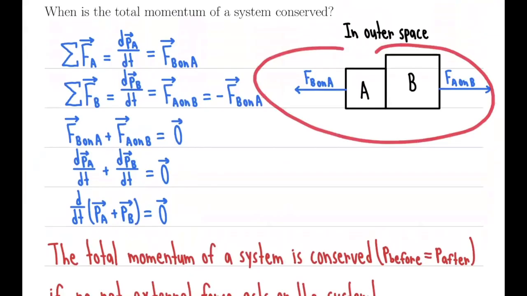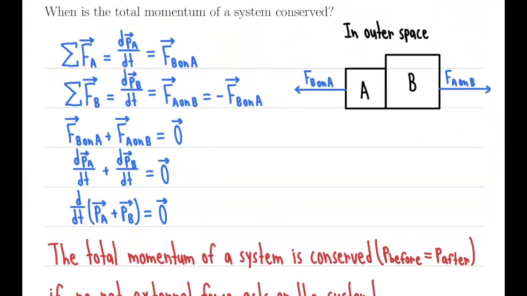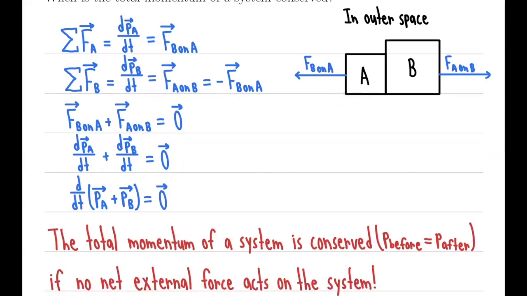We only have internal forces here. We just have A applying a force on B and B applying a force on A. If there were an external force, if there was like friction on A, for example, then I would have a plus friction term here, right? And that would mean that the sum of the forces would not be 0. So this derivative here would not be 0. So the total momentum of the system would not be conserved because we have that external force on one of the blocks.